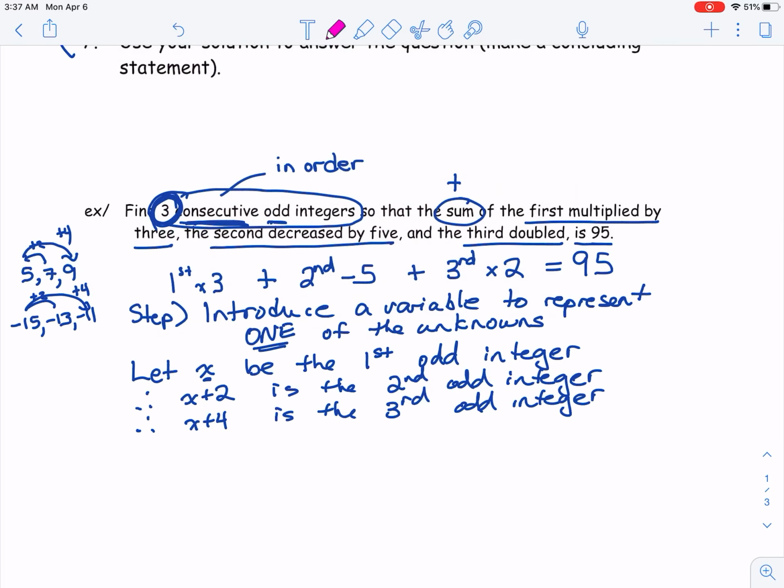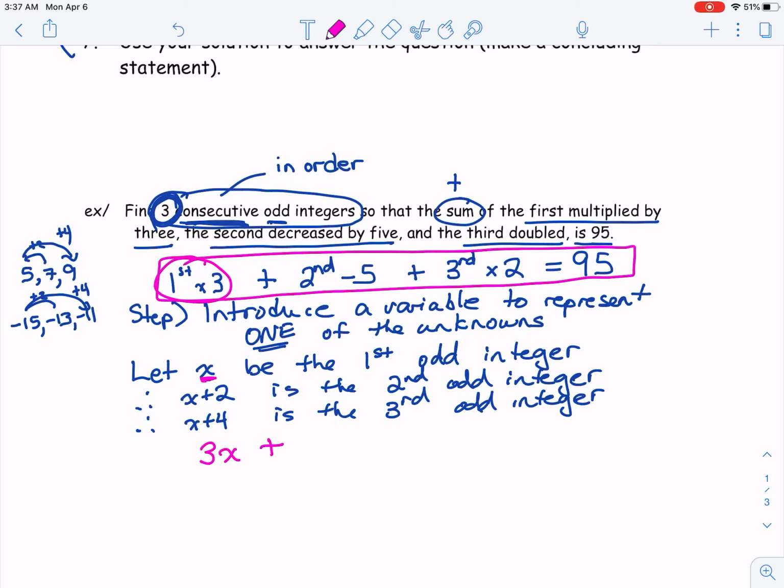So going back to this equation here, where we were just trying to understand what the question was asking us to do, we have to take the first odd integer and multiply it by 3. Well, the first odd integer is x, so multiplying that by 3 gives us 3x. Plus, then we have to take the second odd integer and decrease it by 5. Well, the second odd integer is x plus 2, so x plus 2 now needs to be decreased by 5.